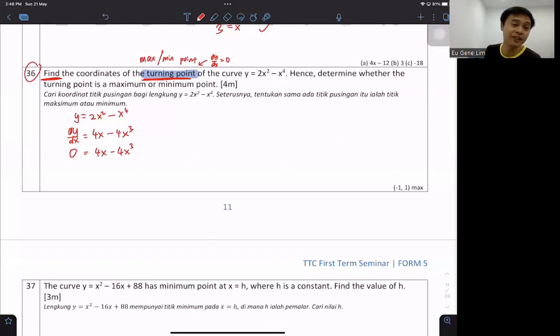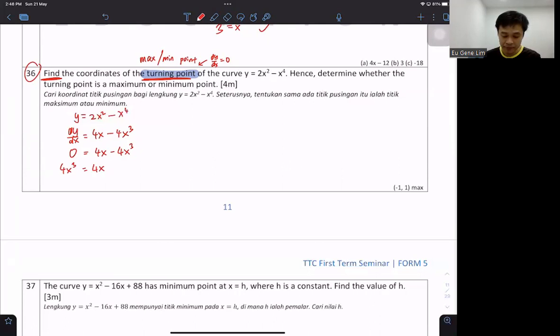So from here you can find out the value of x. 0 equals 4x minus 4x cubed. You can bring this negative 4x cubed over to the other side, it becomes positive 4x cubed.